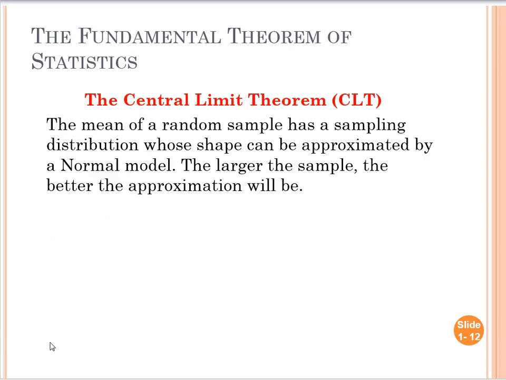The main reason why we can use the normal model to approximate our probabilities is because of what's called the central limit theorem. I'm not going to go over the central limit theorem, but just know that it allows us to use the normal model and that larger samples get us closer to the truth. The larger samples also give us more confidence and more accuracy. So more data is always better with statistics.